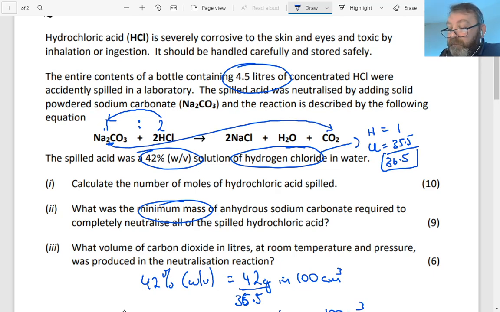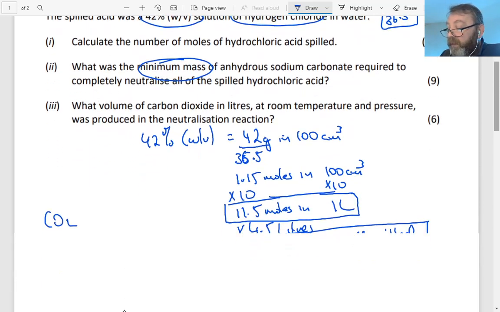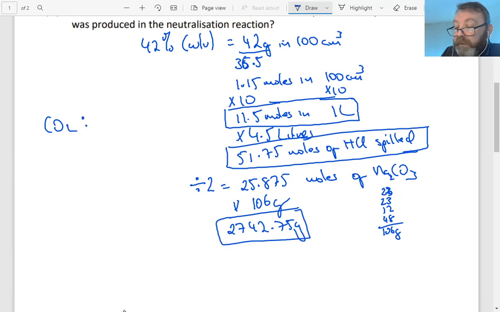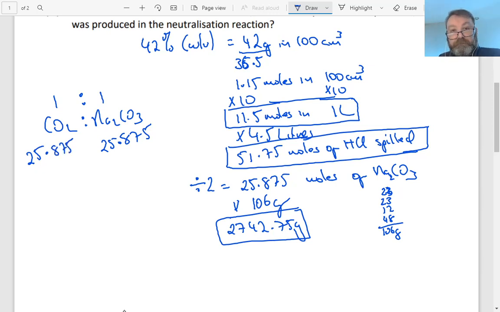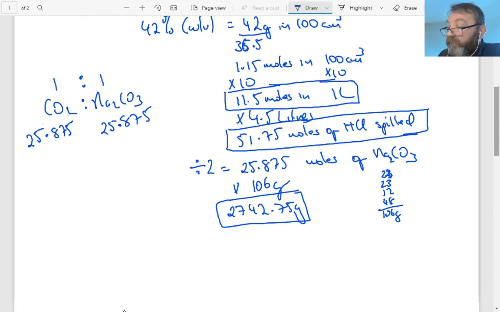So therefore, the number of moles of sodium carbonate is going to be the same as the number of moles of carbon dioxide. So CO2 to Na2CO3 is 1 is to 1. Meaning what? Well, if I needed 25.875 moles of sodium carbonate, then I'm going to have 25.875 moles of CO2. And they want you to turn it into volume.